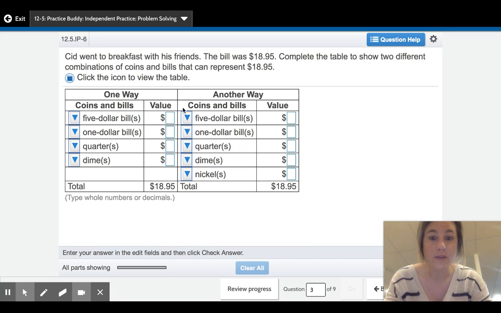So this took a lot of trial and error. So you don't always get it the first time. You have to play around with it a little bit. So be patient. And if you need help, let me know and I can jump on here and walk you through it. So good luck. And take your time on these practice buddies. You'll do a lot better if you really take your time, use your whiteboard, show your work.